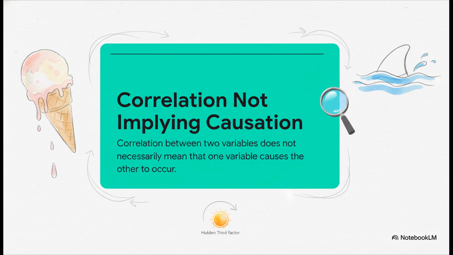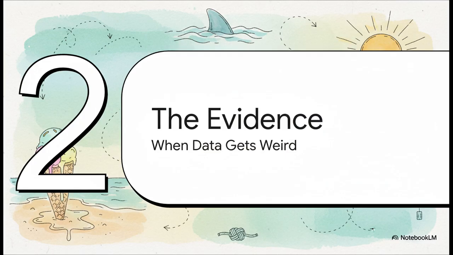It's so important. See, correlation just means two things are moving in sync, that there's a relationship. But causation, that's the heavy hitter. That means one thing is directly making the other thing happen. And confusing the two, well, that's the classic trap. To really wrap our heads around this, we have to look at some evidence. And believe me, this is where data starts to get wonderfully weird.